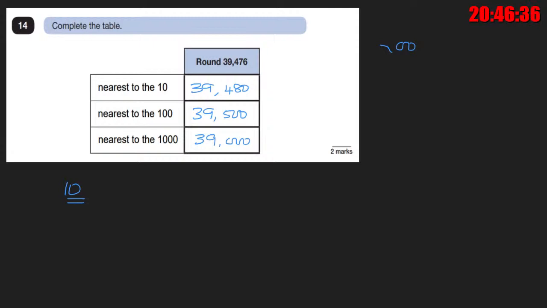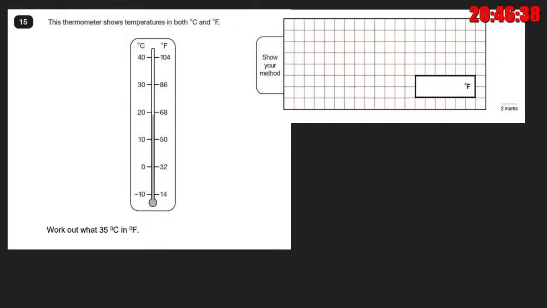Question number 15. This thermometer shows the temperatures both in degrees Celsius and Fahrenheit, and work out the 35 degrees. 35 degrees is halfway through here, so halfway between 86 and 104. So we can say 104 take away 86. What is the gap? 104 take away 86: 10 becomes 9, and this is 14. 14 take away 6 is 8. 9 take away 8 is 1.